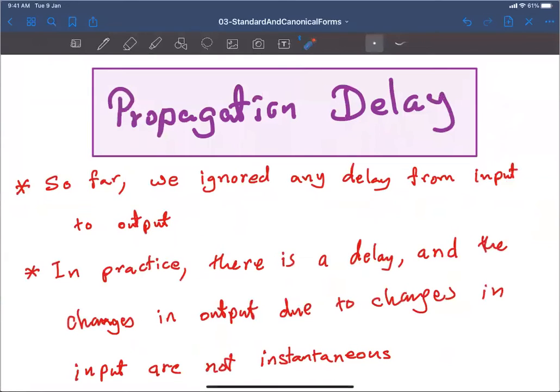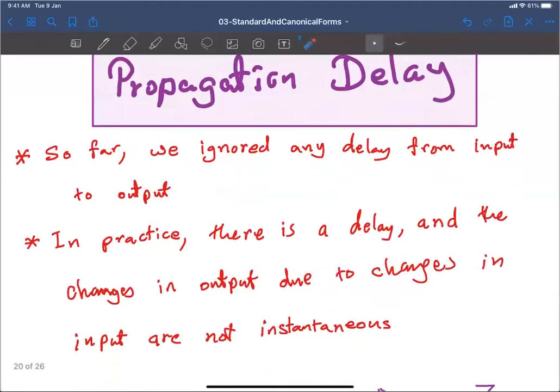So now we talk about what we call the propagation delay. So far in the course, we have assumed that all the gates have zero delay, in which whenever the input changes, the output changes instantaneously. However, in practice, this is not the case. In practice, there is some delay before the output is influenced by the input.